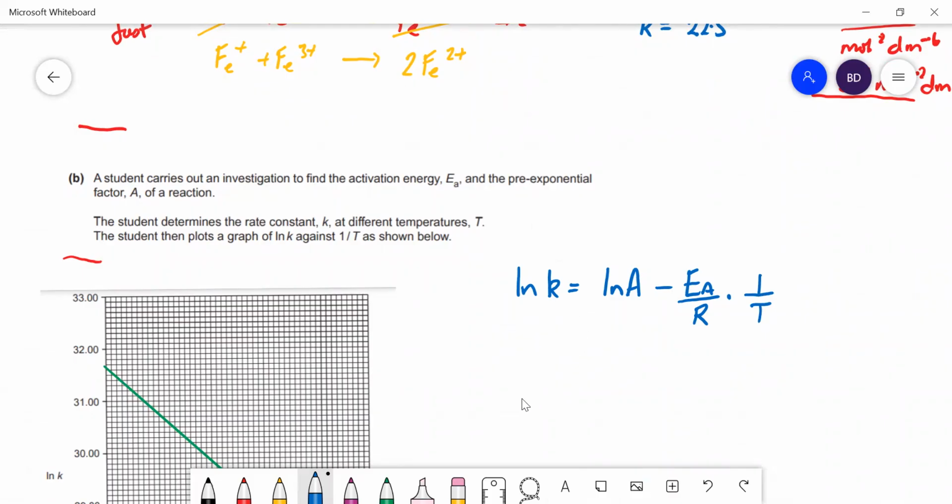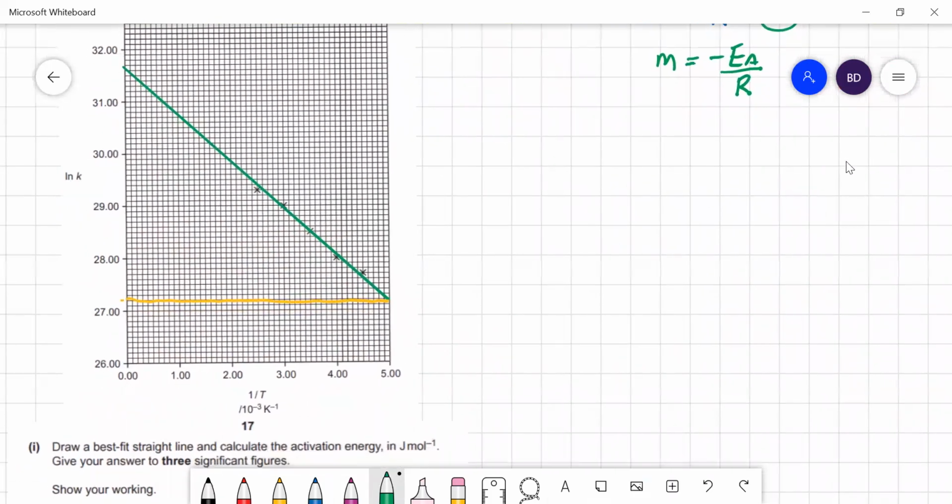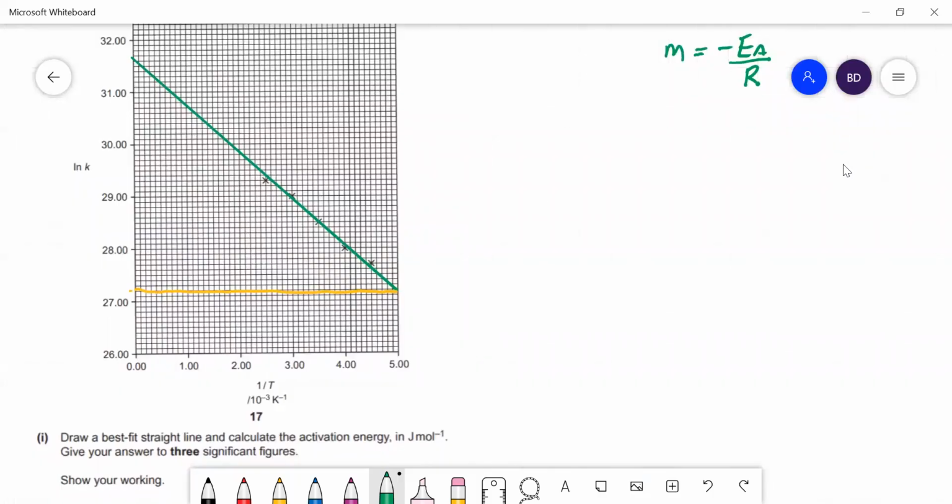Right, so they plotted ln K against 1 over T, and of course that is going to give us a gradient M of minus the activation energy over the gas constant, the gradient of that line. So in the question, what do they ask us to do? They ask us to draw a best fit line from the points they were given and calculate the activation energy from that. Okay, so how are we going to do that?